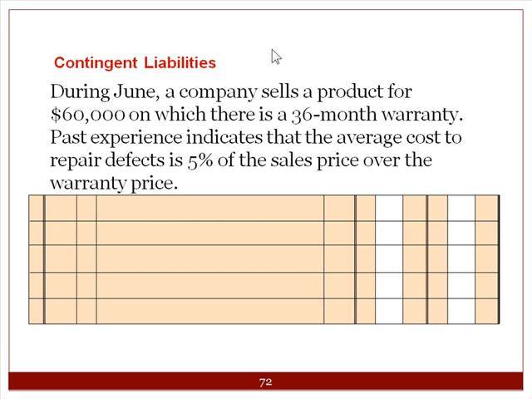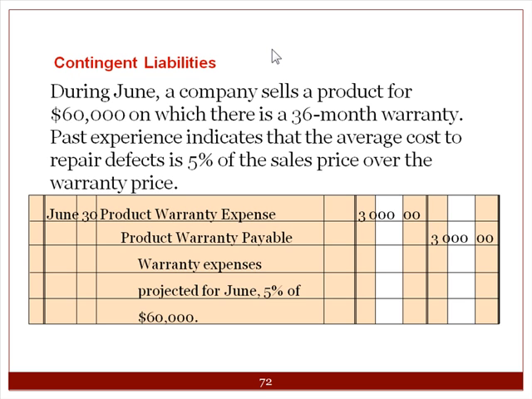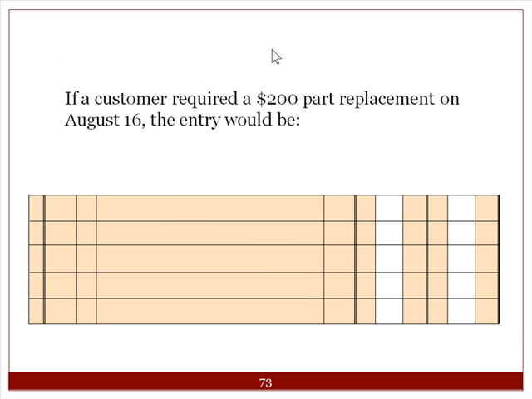So let's do this type of example. A company sells a product for $60,000 in which there's a 36-month warranty. Past experience indicates that the average cost to repair defects is 5% of the sales price. So what you do is you book a warranty expense and a warranty payable for 5% of the sales price. And this is very simplified. People who have warranties in their businesses have a complex analysis, but for the purpose of this example, I want you to see you need to book an entry.